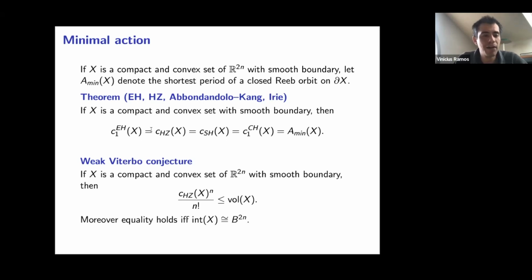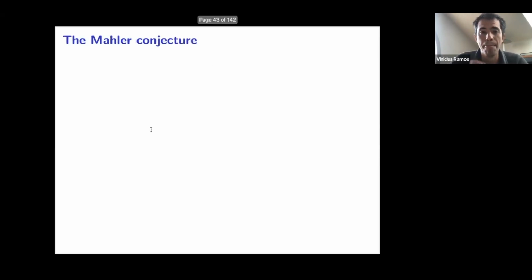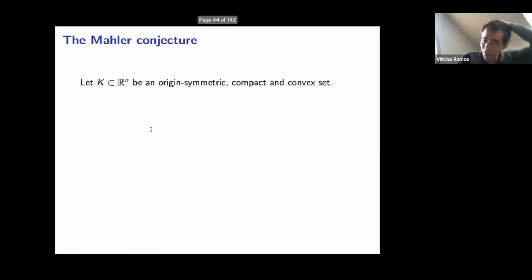But I want to now quickly tell you one reason why this conjecture is interesting. Okay, so it has to do with the Mahler conjecture. I mean, that's one of many reasons why this conjecture is interesting. So what's the Mahler conjecture? Consider another convex set, but now in R^n, not in R^2n, so in any dimension basically, which is origin symmetric. That means that minus K is equal to K.